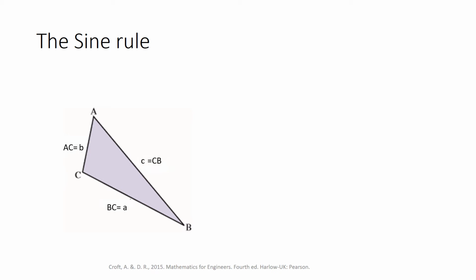Well, this is about the triangle. Now what is the sine rule? These equations are called sine rule. These ratios are called sine rule. There are three ratios: a over sine angle A, b over sine B, and c over sine angle C. They are all equal.